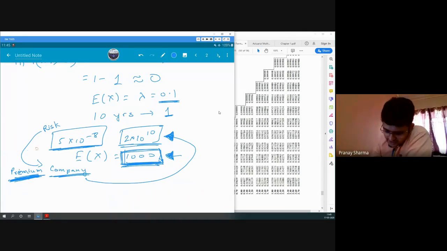We say that even though the risk is very small, there is still a chance of that happening. There is still a chance of us getting into an accident. Even if we avoid it, we might still get into an accident, and we do not want to spend a lot of money at that particular time. Okay. So we give the risk to the company.